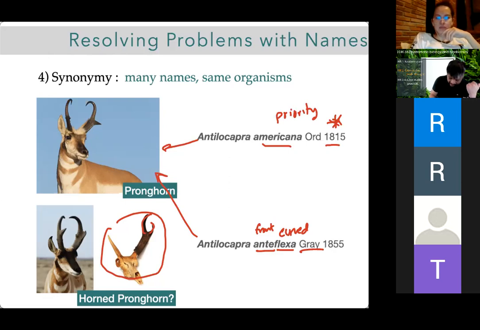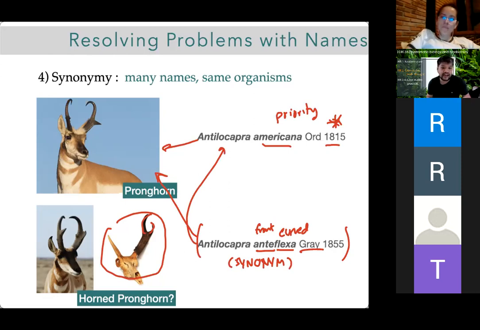And this name becomes what we call a synonym. This name is no longer used, it becomes a synonym of this one. So you can copy this name, Antilocapra antiflexa, into Google, and it will show up the other name, Antilocapra americana, because now it's the same meaning. But this is the official name because it's older. It got the priority. The other one becomes a synonym.